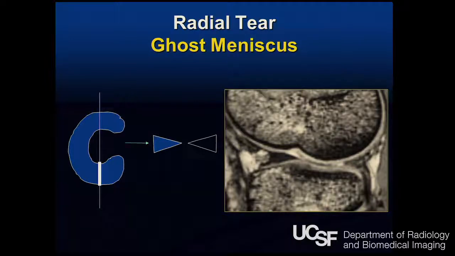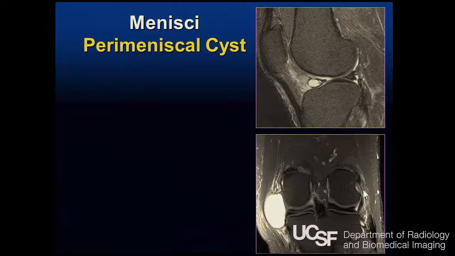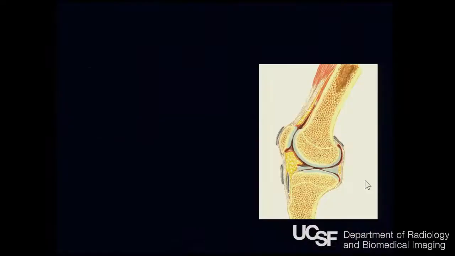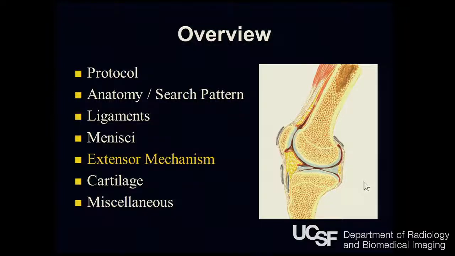And last, if you image this just right and the radial tear is posteriorly, you may see something like this, where you don't even see the posterior horn of that meniscus, or what's termed a ghost meniscus. Now, we may see perimeniscal cysts, just like in the labrum. Those should alert us to meniscal tears, and these can be treated with ultrasound.